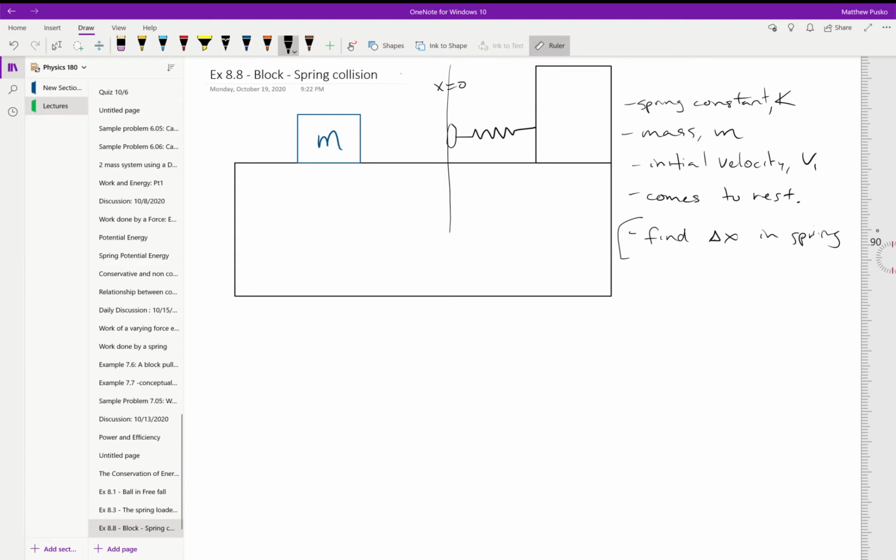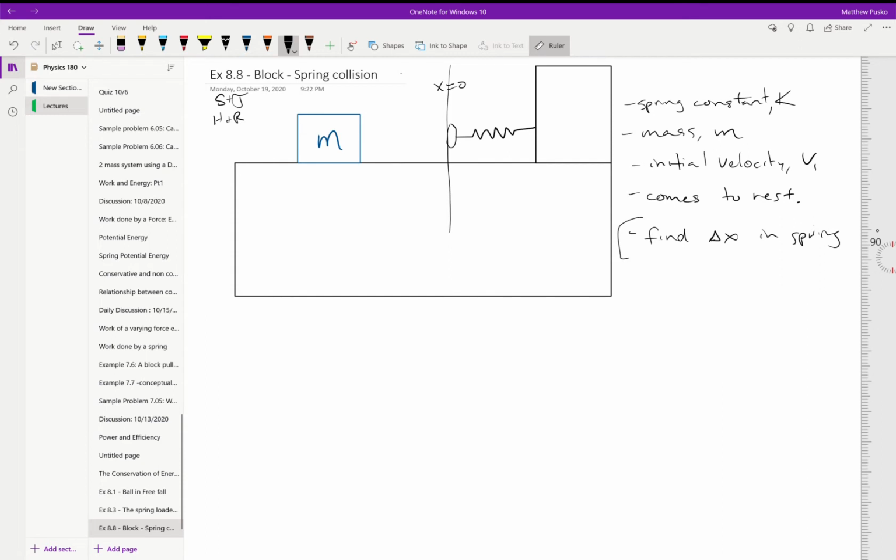Alright, let's take a look at example 8.8. This is in the Serway and Jewett book. All the examples are good too. Take a look at them, work them. If you want extra problems to work, there's lots of examples in this text. And all the examples in the Fundamentals of Physics book by Halliday and Resnick are also good.